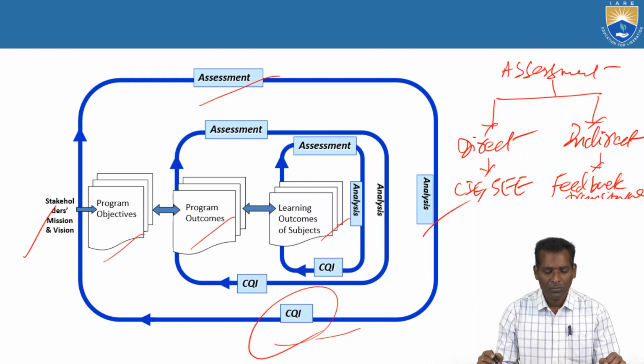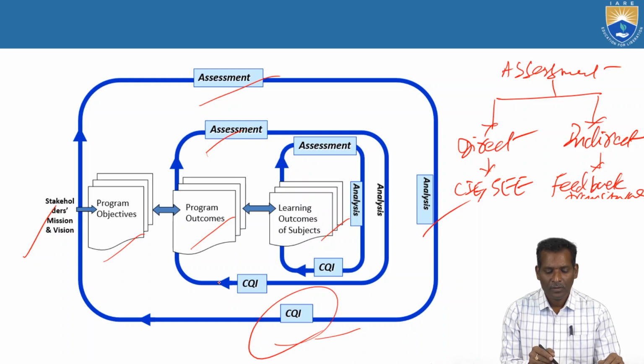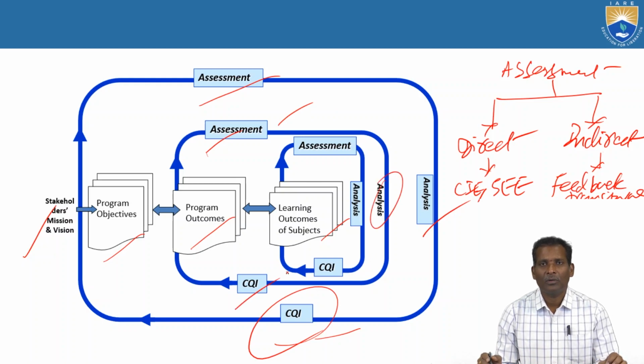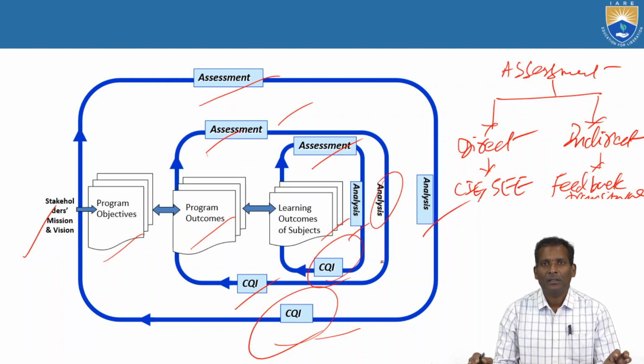Similarly, for the second one, program outcomes, do the assessment and then analysis and continuous quality improvement. In course outcomes also, assessment and then analysis and continuous quality improvement. So this figure shows the flow chart, the loop diagram of OB education assessment.